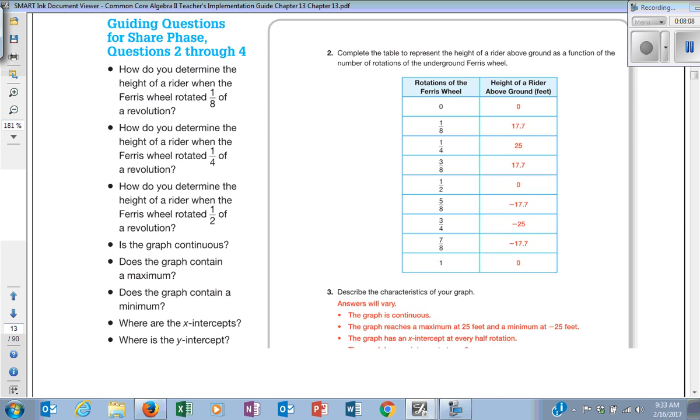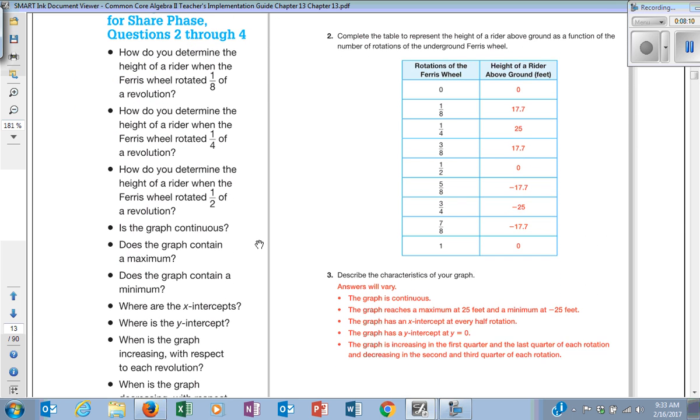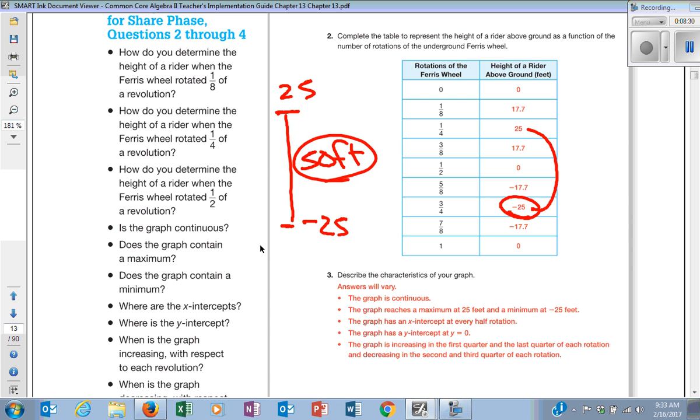Again, they just completed the chart. Notice now it just has negative values, but if you still look at the distance between here and here, if I'm at negative 25 at the bottom and I go to the top at positive 25, the spread between negative 25 and 25 is still 50 feet. So the Ferris wheel is still 50 feet tall. It's just part of it is below the ground.